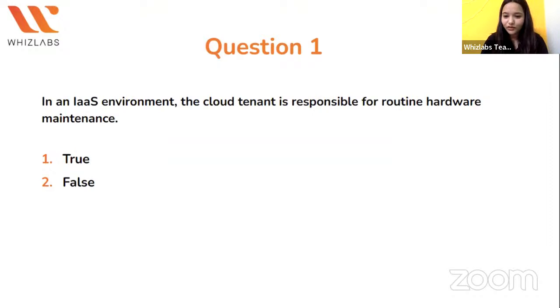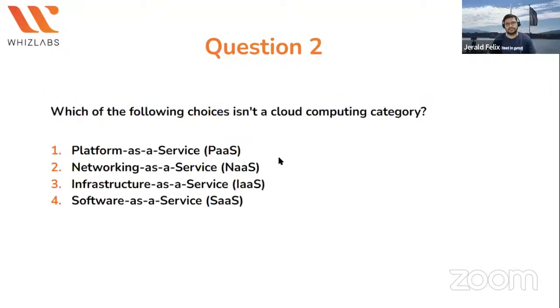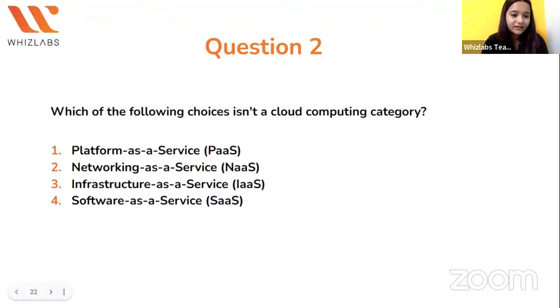Shall we move to the next question? Yes, let's move on to the next question. Which of the following choices isn't a cloud computing category? Platform as a service, networking as a service, infrastructure as a service, or software as a service? You have to choose one option out of it.